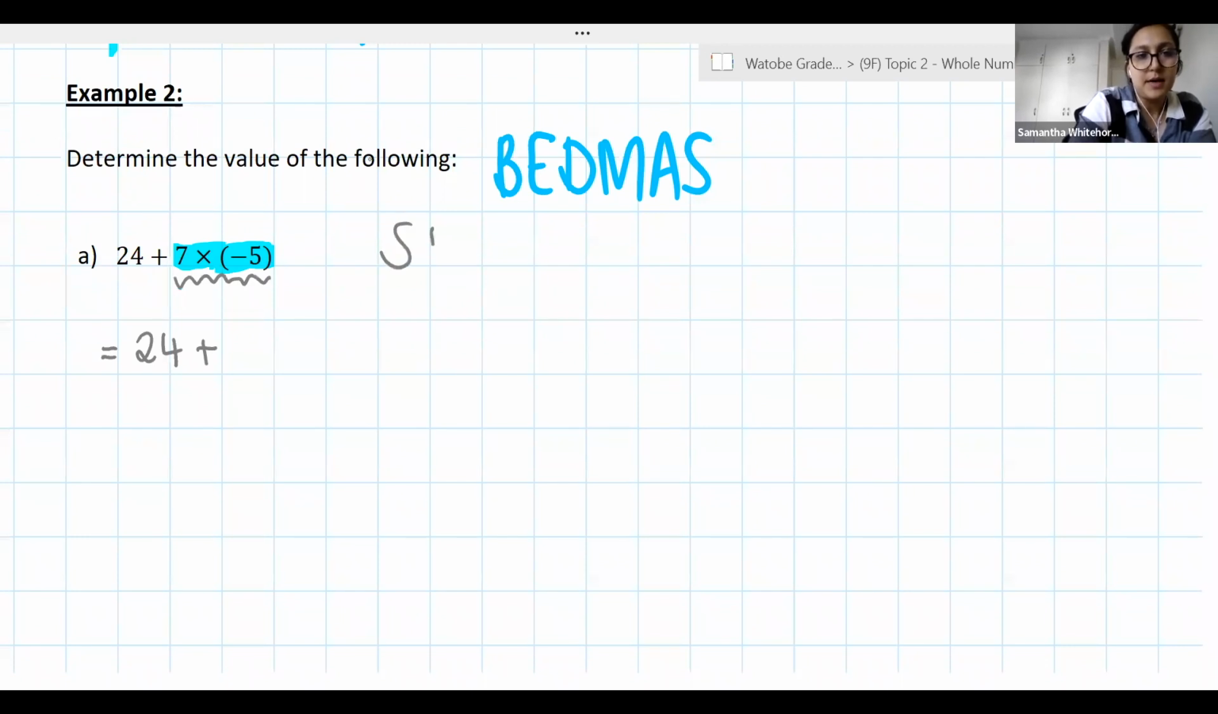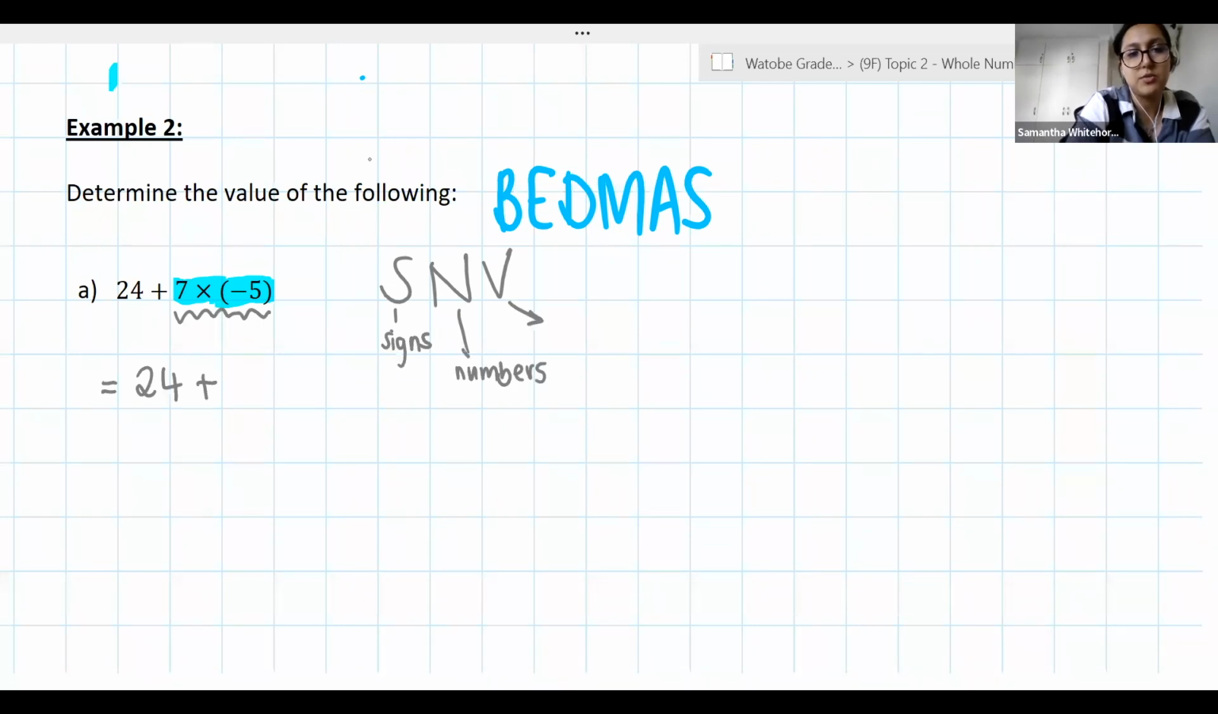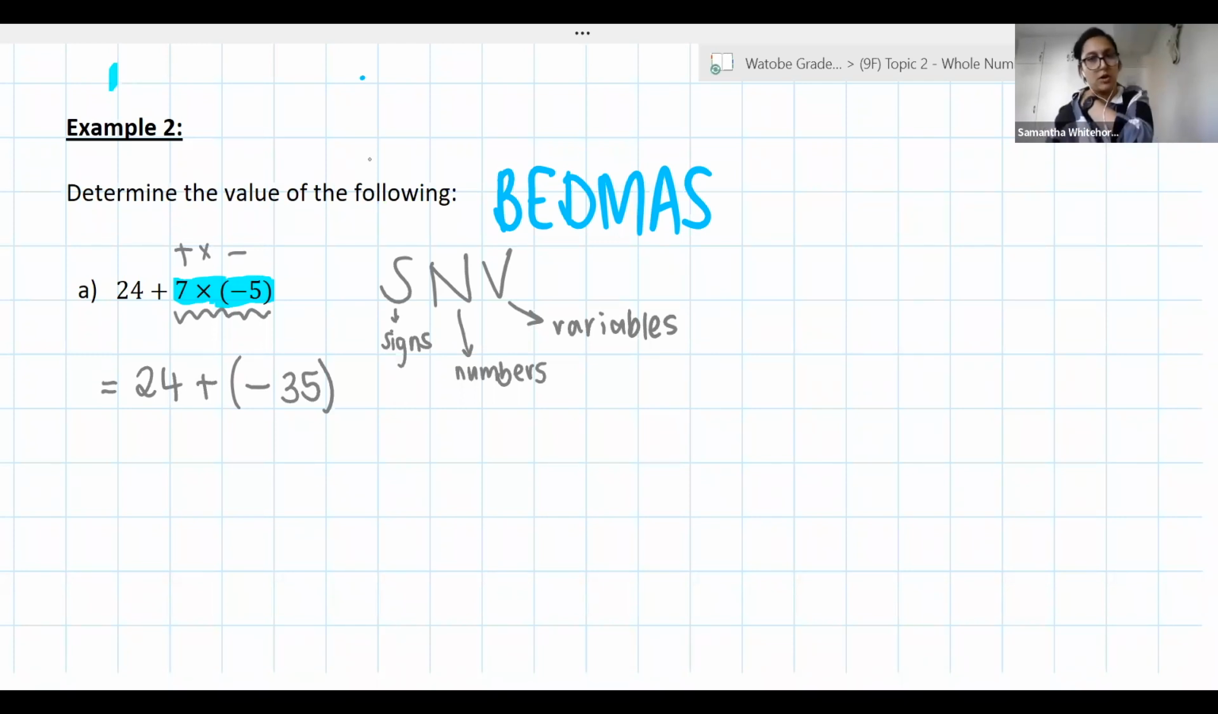Now, guys, remember I've spoken about SNV before. If you struggle with multiplication, remember SNV. It stands for signs, numbers, variables: deal with the signs first, then the numbers. We're not doing variables just yet, but when we eventually do algebra, deal with the variables last. So in this case, I'm going to deal with my signs. I've got a +7 times a -5. We know that a positive times a negative gives me a negative. Then I'm going to go to the numbers. 7 times 5, nice and easy, 35. I don't have any variables, there's no letters, so I don't need to worry about the V.